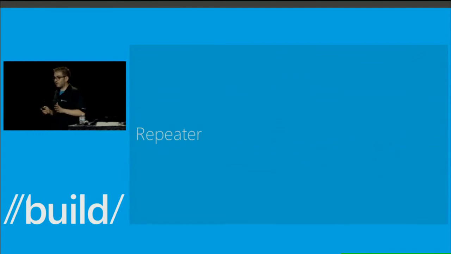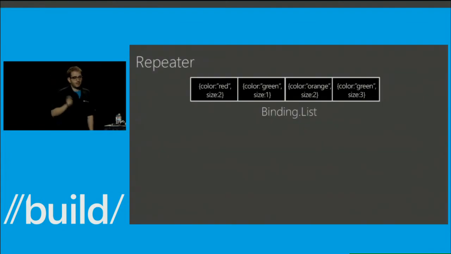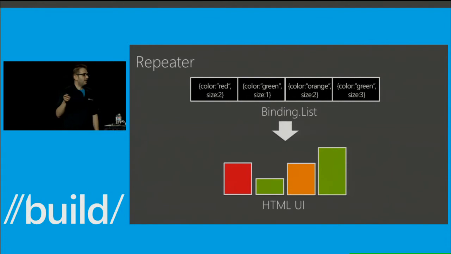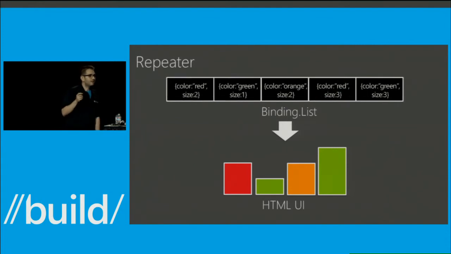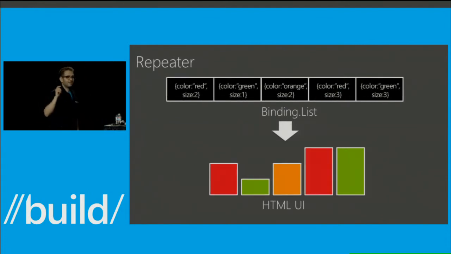So binding templates are great, but something we hear from a lot of people is, hey, I don't want to just bind one object to some UI. I would like to bind a whole array of objects to some UI in an arbitrary way. Welcome the repeater. The repeater control lets you take a binding list, bind it to some UI. If the binding list gets updated, the UI gets updated. Really simple.